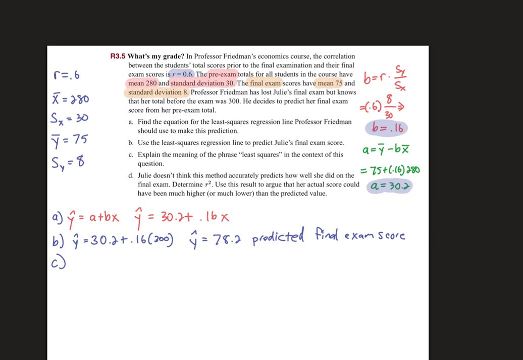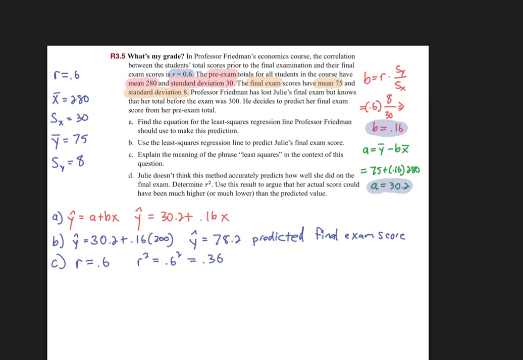Okay, so part D. Julie doesn't think this model accurately predicts how well she did on the final exam. Determine R squared. Use this result to argue that her actual score should have been much higher or much lower than the predicted value. So first we have r, 0.6. If we square both sides, then R squared is 0.6 squared, which is 0.36. So a pretty low R squared, 0.36.